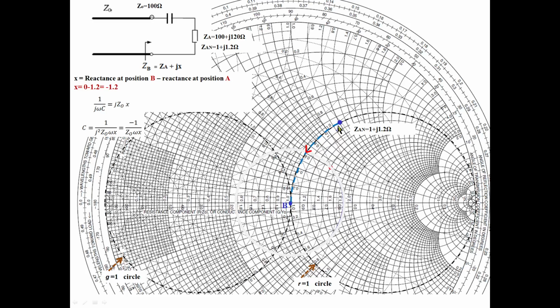For example, I want to add some component to this. By adding the component, I want to make the impedance equal to 1. By adding some component, impedance should become 1. Where is impedance 1 on the Smith chart? Z is equal to 1, that is 1 plus j0. Where is that value?